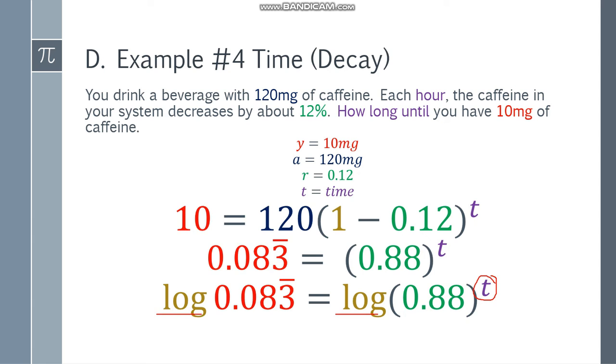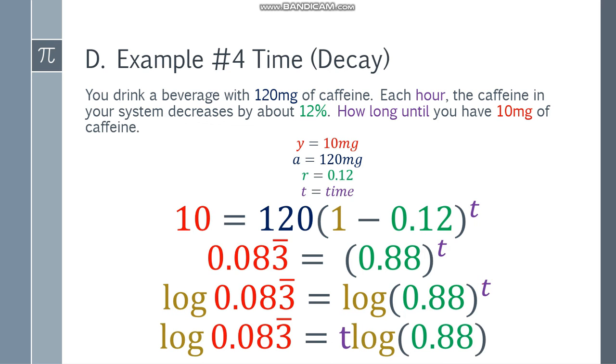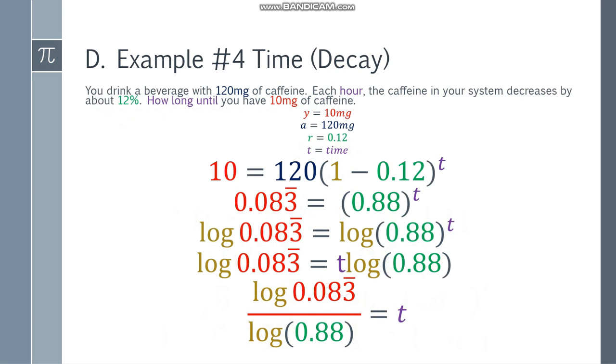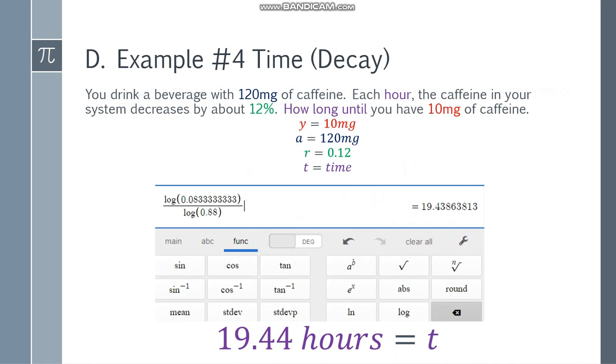So remember your power rule of logarithms. The t here will be placed at the left side of the log, so there will be no exponent. So you can find the value of t. Now, algebraically, you just divide both sides by log of 0.88 and use your calculator. You will get an answer like this one, or the answer will be 19.44. So how long until you have 10 milligrams of caffeine? Our unit is in hours, so that will be 19.44 hours.